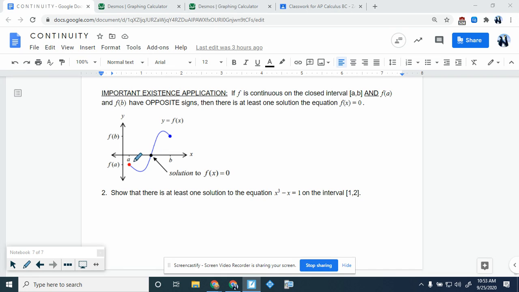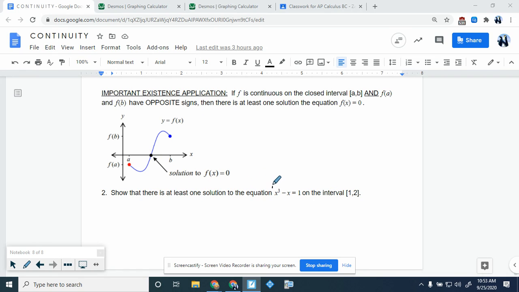In reality, if you're only doing this endpoint and this endpoint, and the graph's continuous, the graph could look like that, right? And there could be a bunch of spots where it's 0. The theorem just guarantees one. There's got to be at least one. So let's use that application. It says, show that there's at least one solution to this equation.